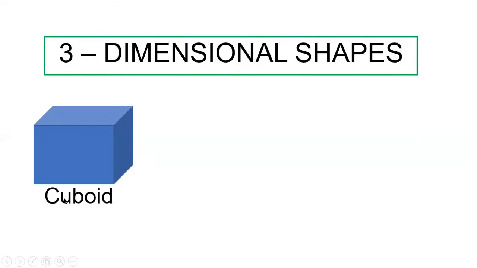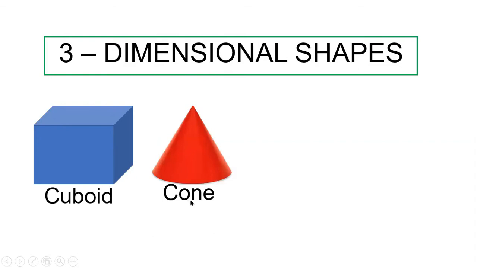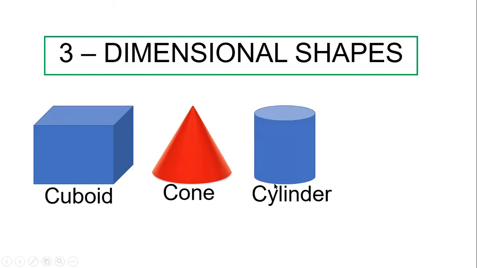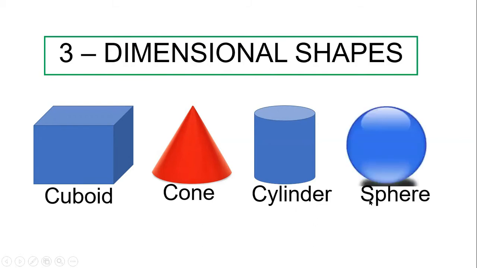Okay, so we have this one. This is called a cuboid. Okay. This one is called a cone. This one is called a cylinder. And this one is called a sphere. Okay. So there are many objects around us.